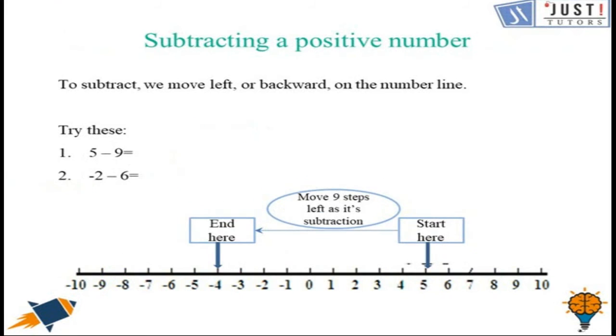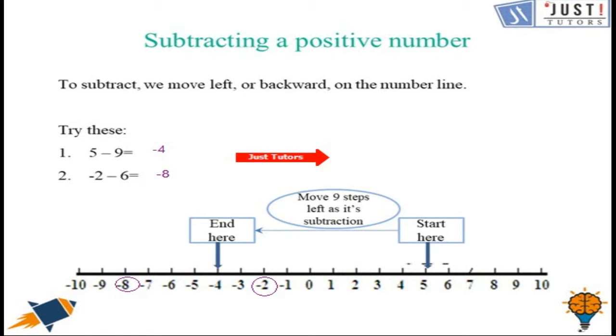Now let's move forward and talk about subtracting a positive number. If we are taking away or subtracting, we move towards the left or backward on the number line. Let's try the first question. It says 5 take away 9. We'll start from the first number, which is 5, and because we have to take away 9, we'll count back, or move towards the left, 9 steps or 9 jumps. We'll start from 5, take 9 jumps backwards, and land at the number negative 4, and that's your answer.